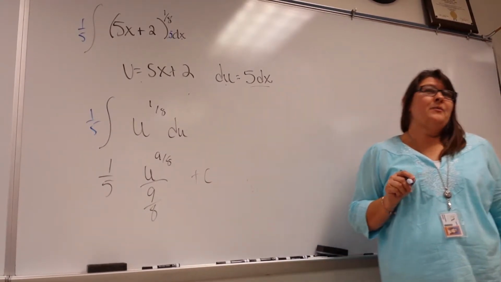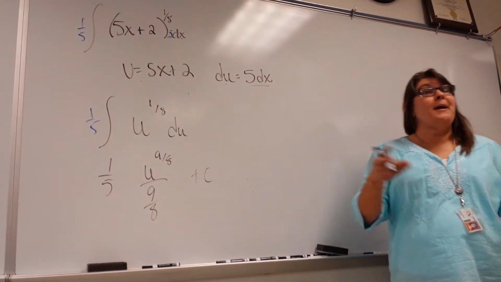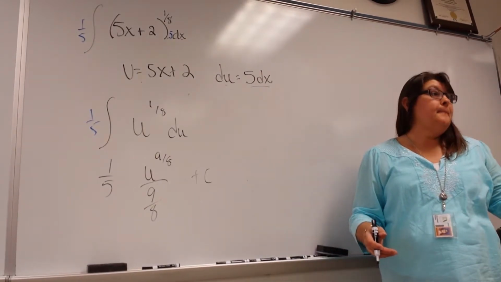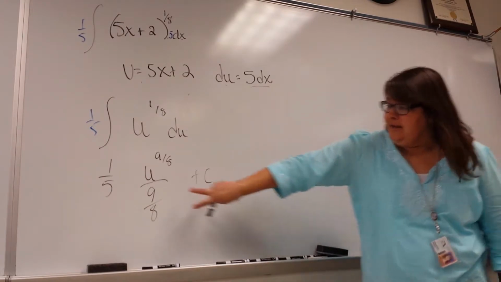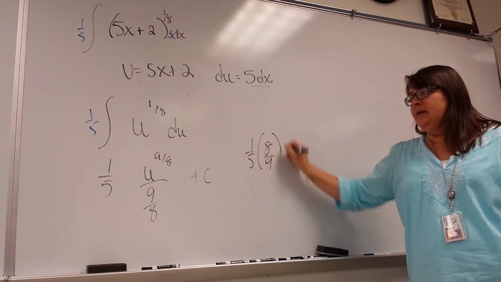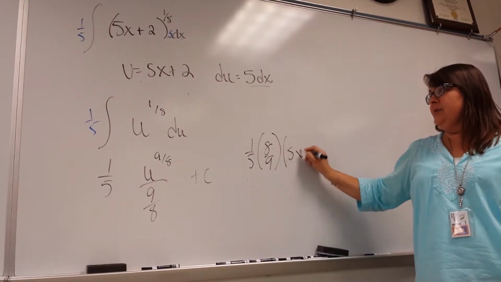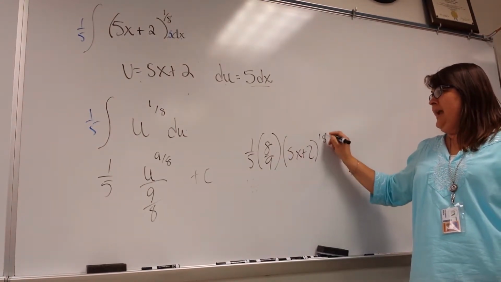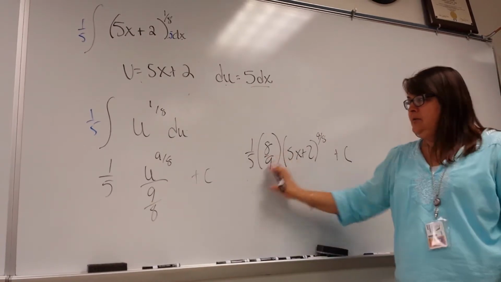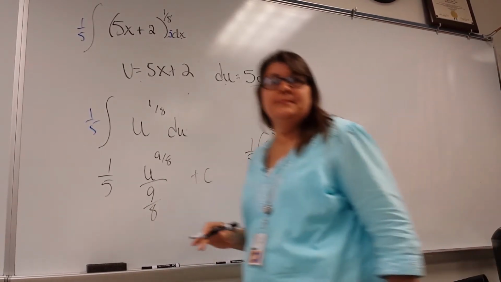We'll clean this one up a little bit because it has to go back to x's. And then you plug in 5x plus 2 for u. So take this guy, flip it up. So 1/5 times 8/9, right? And then u is 5x plus 2 to the 9/8. Sorry, yep. And then plus c. And then you can do a little math magic with this thing here.